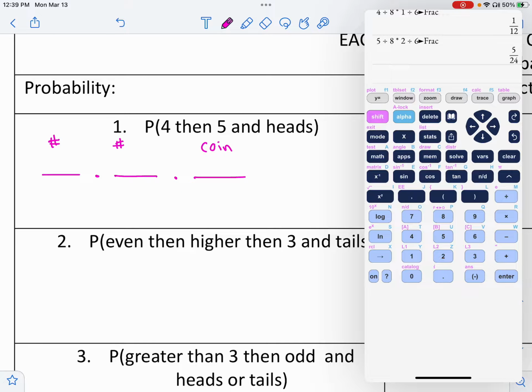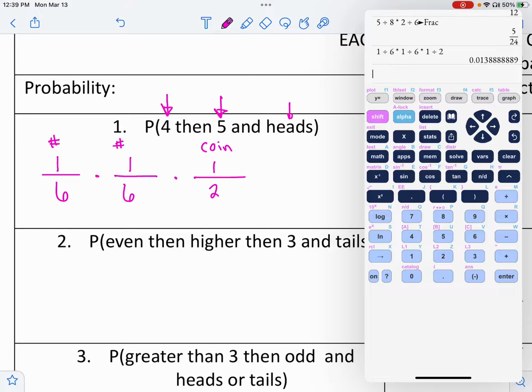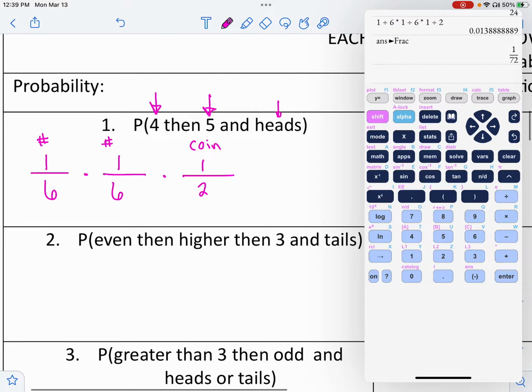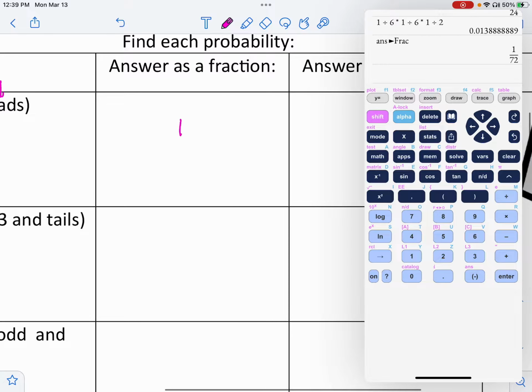So the first thing we're going to look at on a number die is a 4. There's only one 4 out of 6 choices. Then we want a 5. Well, there's only one 5 out of 6 choices. And then we want a head. There's only one head out of 2. So I'm going to do 1 over 6 times 1 over 6 times 1 over 2. And math, enter, enter. 1 out of 72 there. So it is just 1 out of 72.